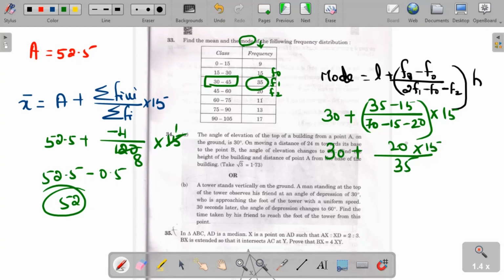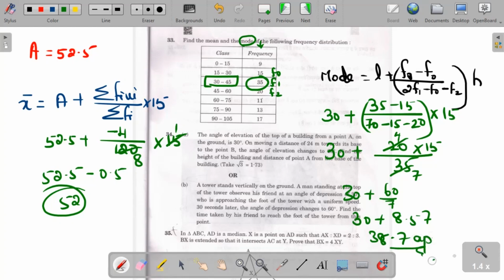So we are going to strike in the 5 tables. This is 4 times, this is 7 times. So 30 plus 15 fours are 60 by 7. So this is 30 plus 60 by 7, which is approximately 8.57. So the mode is going to be 38.57 approximately.